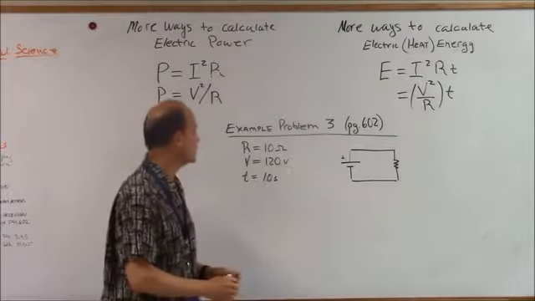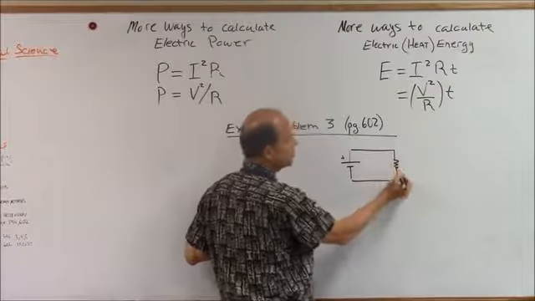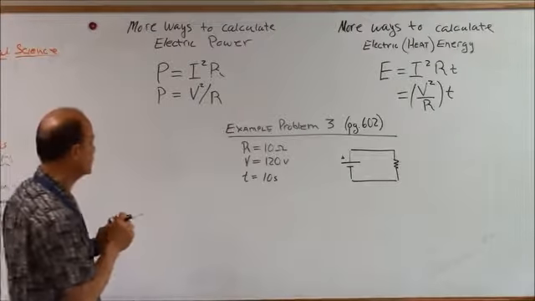Example problem 3 on page 602. They give you the electric heater. Here's what we plugged into the wall. Here was the coil wrapped around the wire, and they want to know how much power is dissipated.